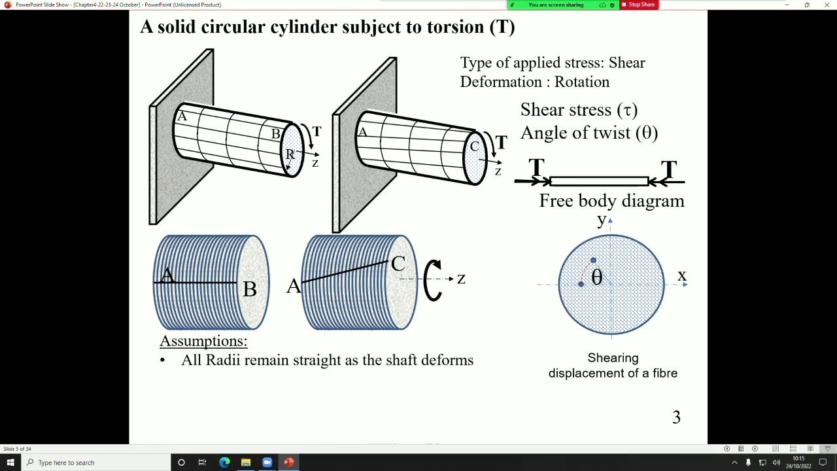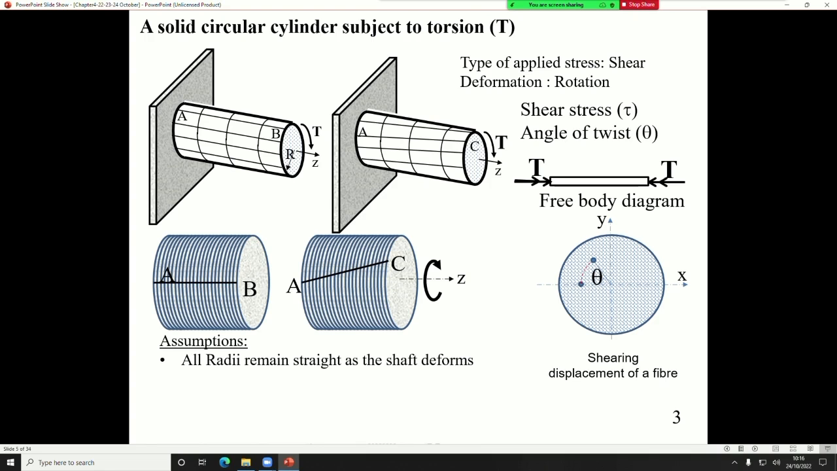Now, in order to analyze a circular cylinder subject to torsion, we need to make some assumptions. First of all, because the section is solid or thick-walled, we say the circular cylinders remain circular. So a circular cylinder doesn't become an elliptical section. It remains circular. And also, because it's very solid, so the shape doesn't change. We cannot make the same assumption for thin-walled sections. We can make it for solid circular cylinders.